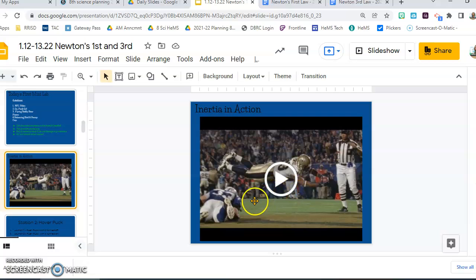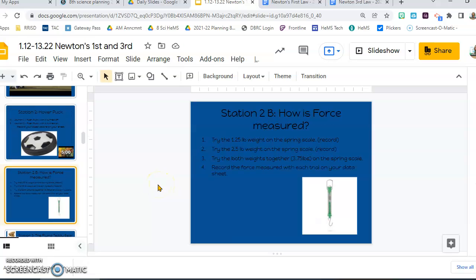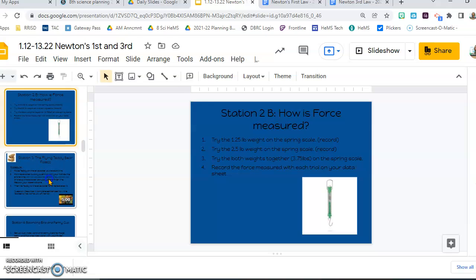Now, I can't play this video and have it recorded and watch in your setting, but this is a great video. You can click on this or click on the video in the daily slides and answer that first question. You could probably Google and YouTube hover pucks and find some activities to answer that question. We talked about how force is measured using the spring scales. Probably Google something on that.